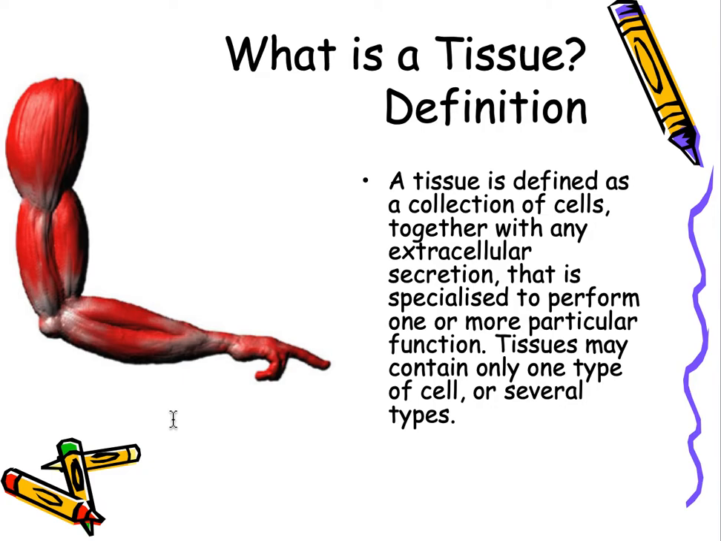So what is the definition of a tissue? A tissue is a group of cells that combine to perform a particular function. For example, in our muscles, specialized cells combine to perform the particular function of movement, and hence this collection of cells is called a tissue. The proper definition is: a tissue is a collection of cells together with any extracellular secretion that is specialized to perform one or more particular functions. A tissue may contain only one type of cell or several types. That is what we explained.